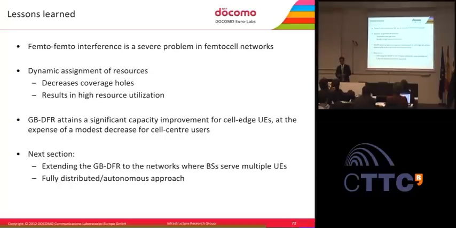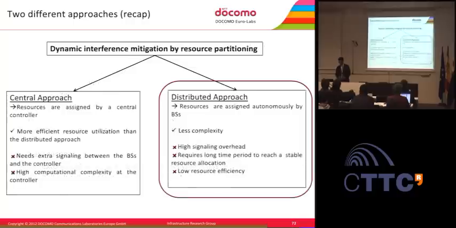In the next section, we are going to discuss the situation where, A, we move from a centralized approach to a distributed approach, and B, instead of serving just one UE, a femto-cell might serve more than one UE. So we want to make our lives as hard as possible. In the distributed approach, the base stations do not consult with any central controller. They make decisions on their own. This system should be less complex.